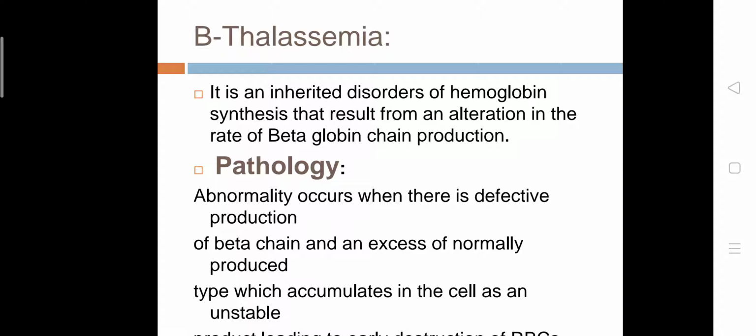First, the abnormality occurs when there is a defective production in the hemoglobin. Production of beta chain is reduced and there is an excess of the normally produced type, which accumulates in the cell and is unstable. So it means when normal hemoglobin or normal RBC production is not there, that time only the beta thalassemia will start.